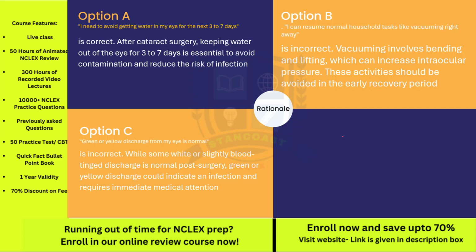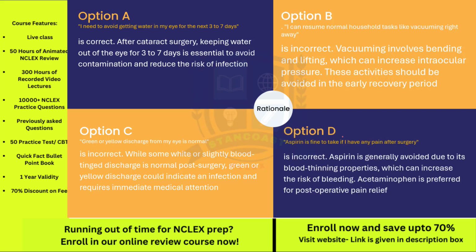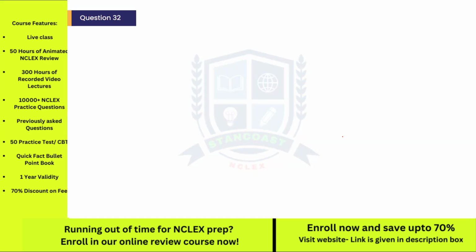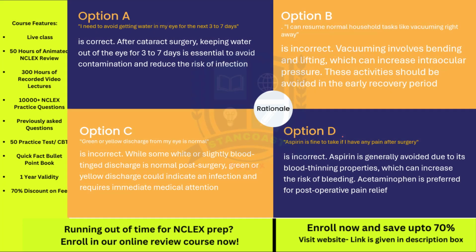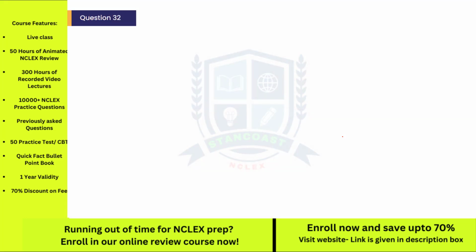While some white or slightly blood-tinged discharge is normal post-surgery, green or yellow discharge could indicate an infection and requires immediate medical attention. D is incorrect. Aspirin is generally avoided due to its blood-thinning properties, which can increase the risk of bleeding. Acetaminophen is preferred for post-operative pain relief. Let's move on to the next question.